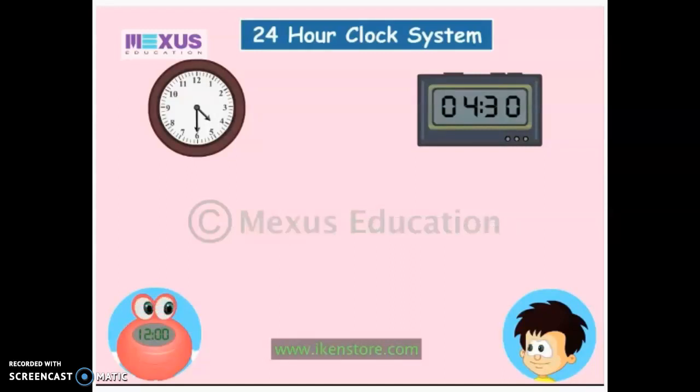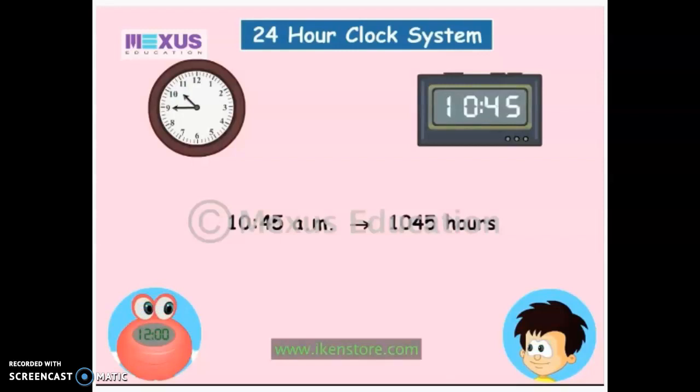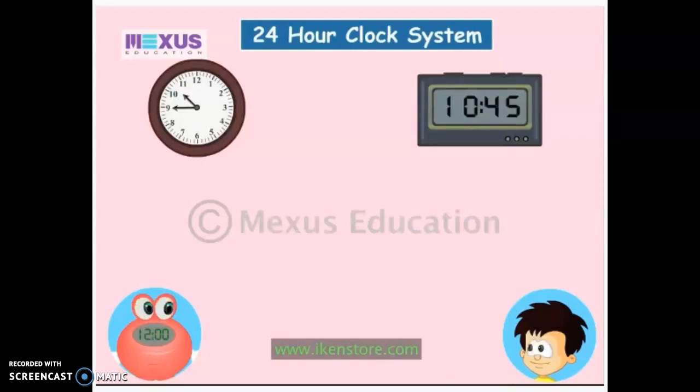Now, JC, 10:45 in the morning will be written as 1045 hours. Exactly. So now you know how to read time till 12 o'clock in the afternoon. Am I right? Yes, but what happens after 12 o'clock in the afternoon?